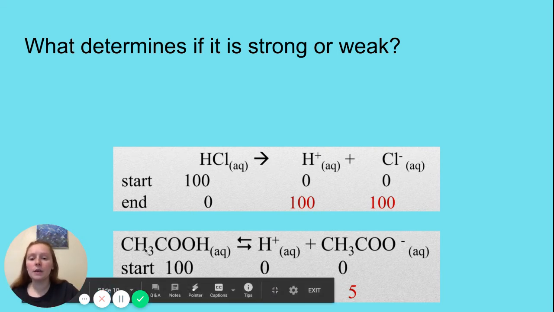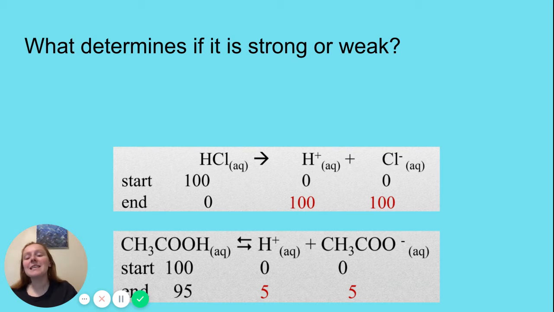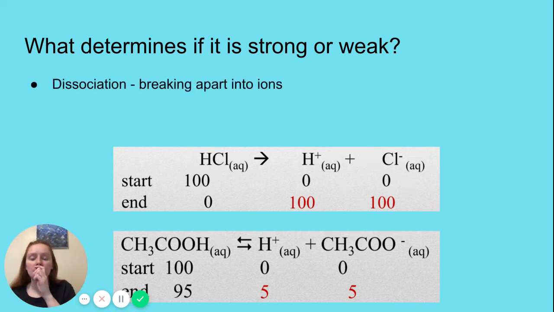This, for example, up here, CH3COOH, is going to dissociate into H+ and CH3COO-, but not all of it will. Some of it is going to stay together. If we look at these percentages down here at the bottom, once my toolbar disappears, there we go, you can see that 95% of the acid that we've put into the liquid has stayed together. Therefore, it's a weak acid. It hasn't completely dissociated. So this is the definition of dissociation: it just means breaking apart into ions. That one is important for you guys to know.